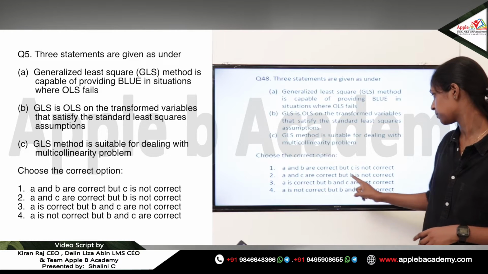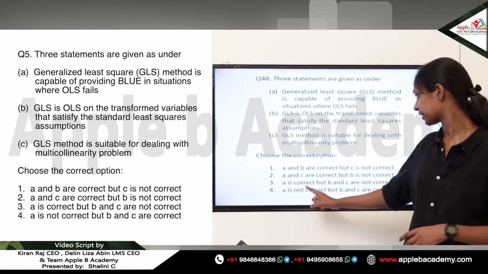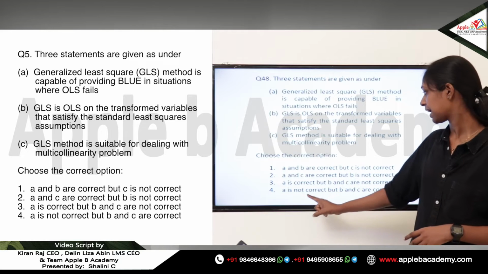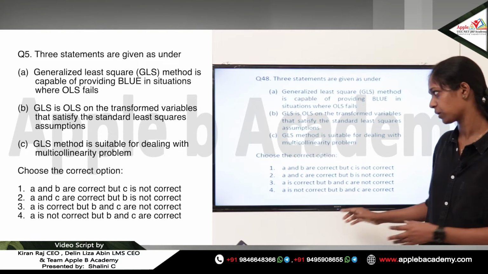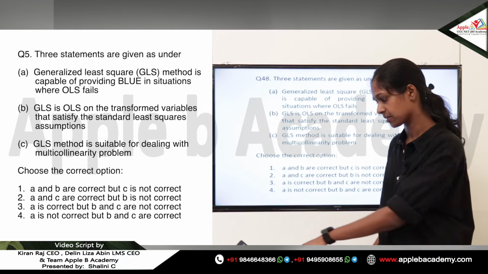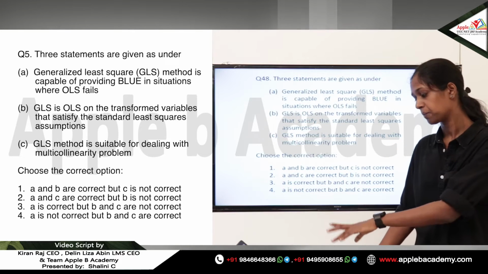The options are: A and B are correct, C is not correct. A and C are correct, B is not correct. A is correct, but B and C are not correct. A is not correct, but B and C are correct. So we have option 1 as the answer. A and B is true, but C is not true.